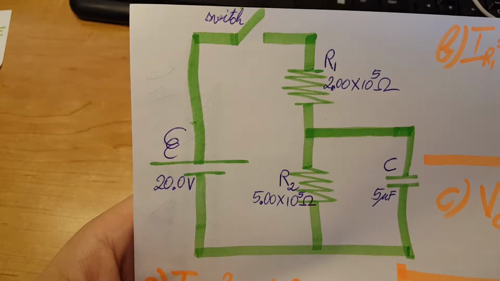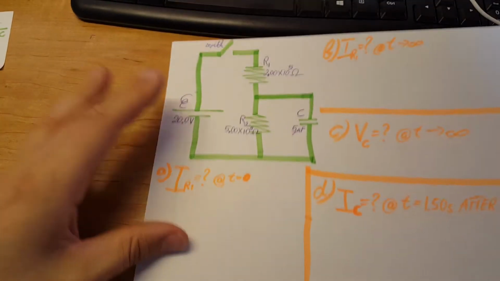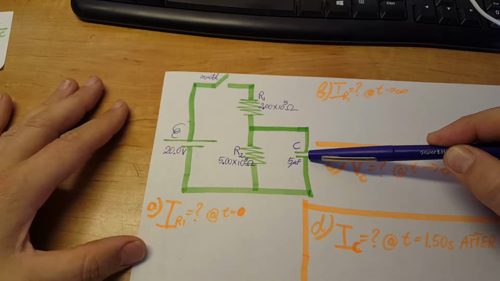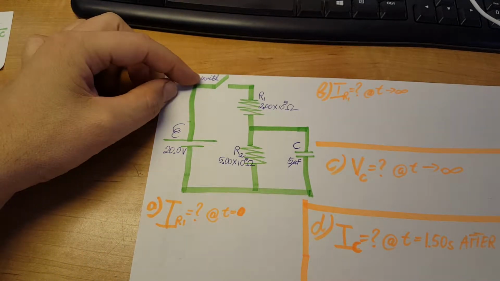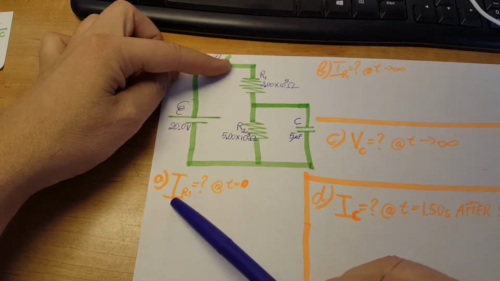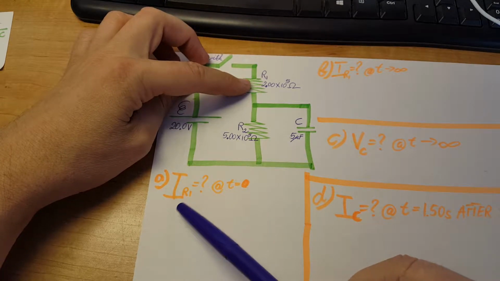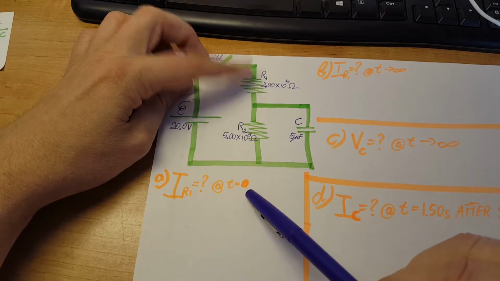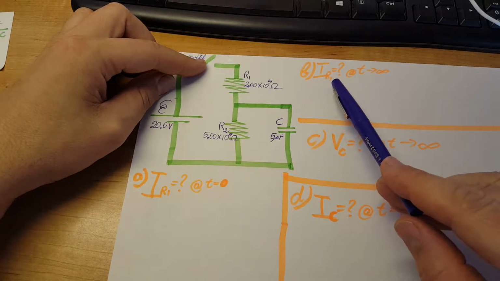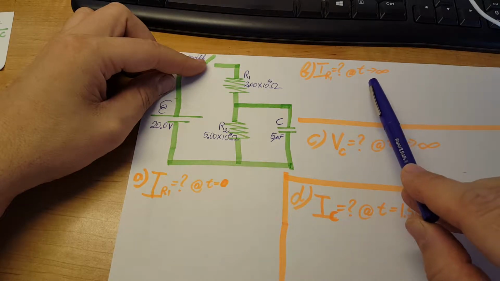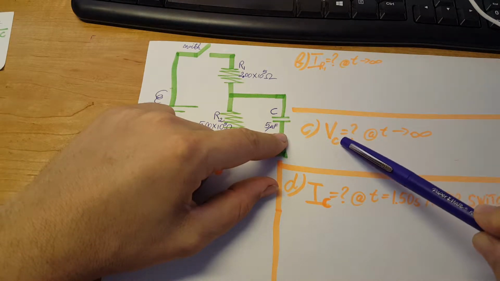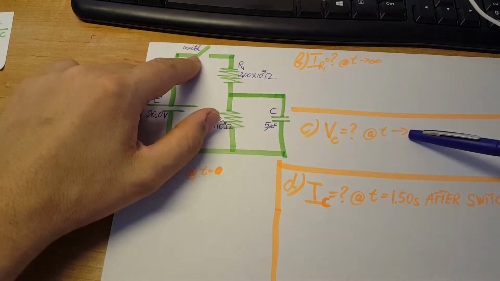Okay, this is an RC circuit problem. The capacitor is uncharged in the beginning, and then at t equals 0 we close the switch. They want us to find the current through resistor 1 at t equals 0, at the instant we close the switch. Then they want us to find the current through resistor 1 a long time after the switch was closed. Then they want us to find the voltage on the capacitor a long time after the switch was closed.